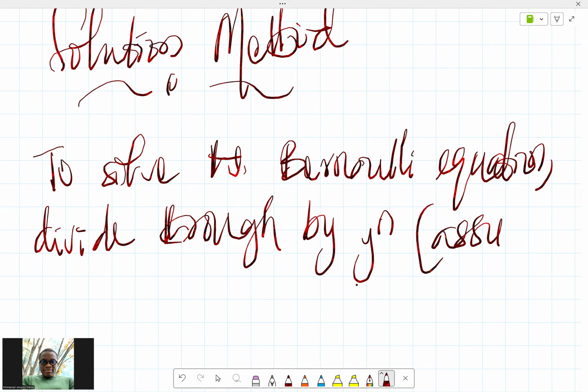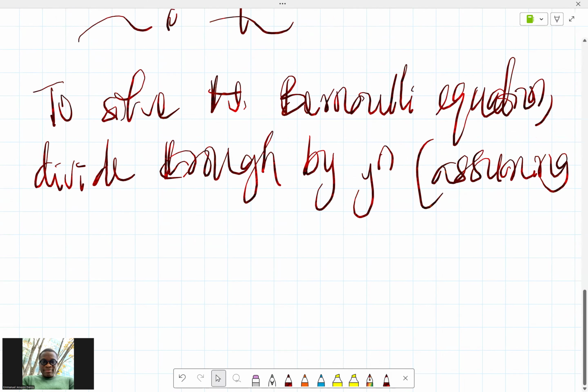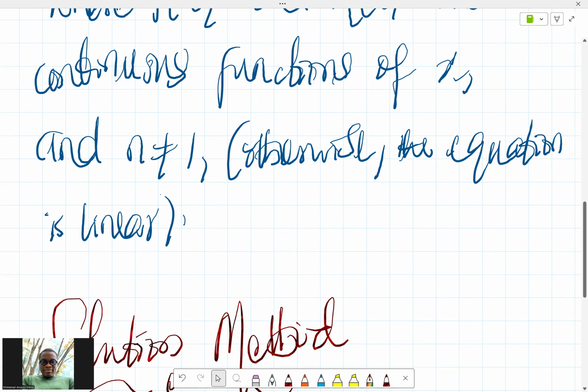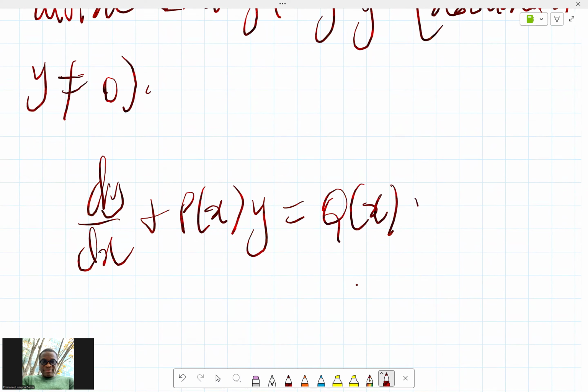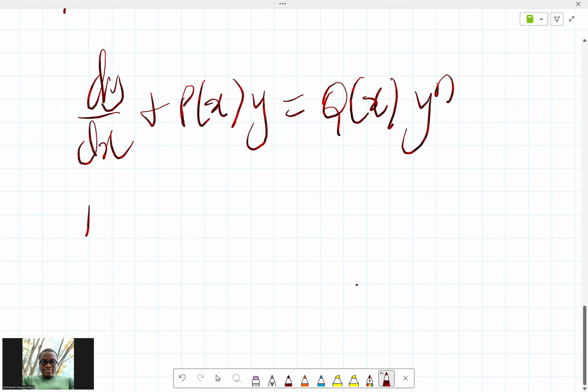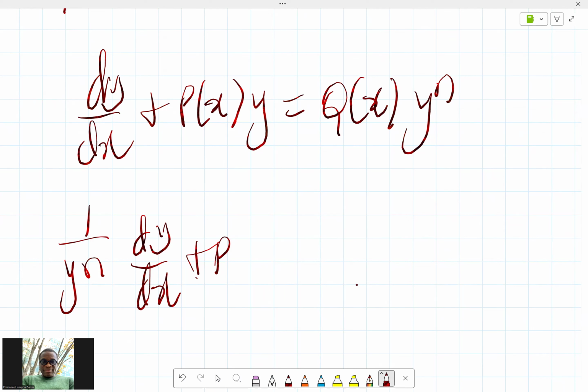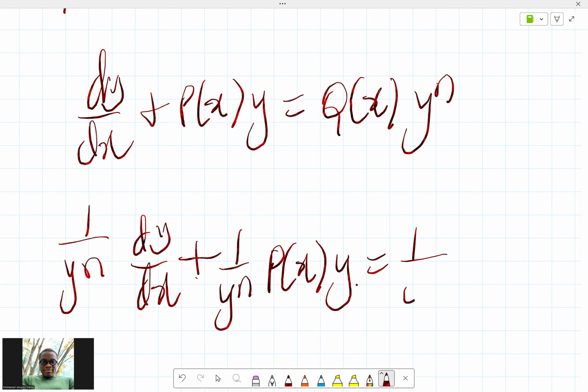Of course, that is based on the assumption that y is not equal to 0, because if y is equal to 0, we can't divide with that. It will be undefined. So now look at the original expression again. We have dy/dx plus p of x y equals q of x y raised to power n. If you divide through by y raised to power n, you have 1 over y raised to power n dy/dx plus 1 over y raised to power n p of x y equals 1 over y raised to power n q of x y raised to power n.